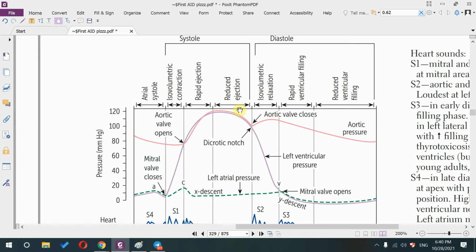But still, blood is going out from the left ventricle. When it goes down to a certain degree, the aortic valve closes. It shuts down. And what happens? Well, the aorta itself starts to accommodate to what it got. I want you guys to appreciate this dicrotic notch. A lot of people don't understand why it happens.